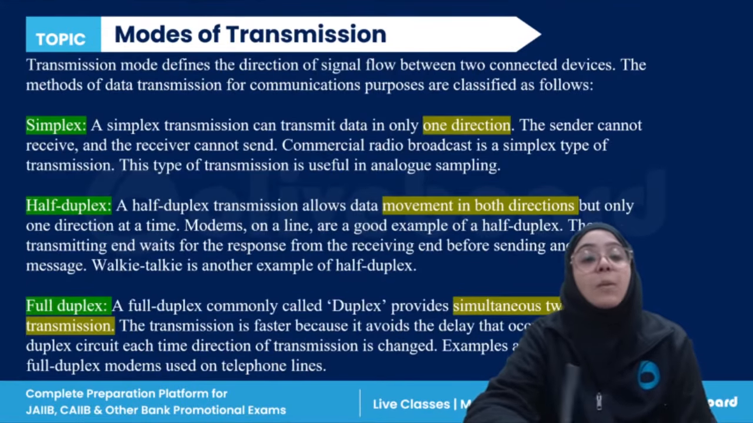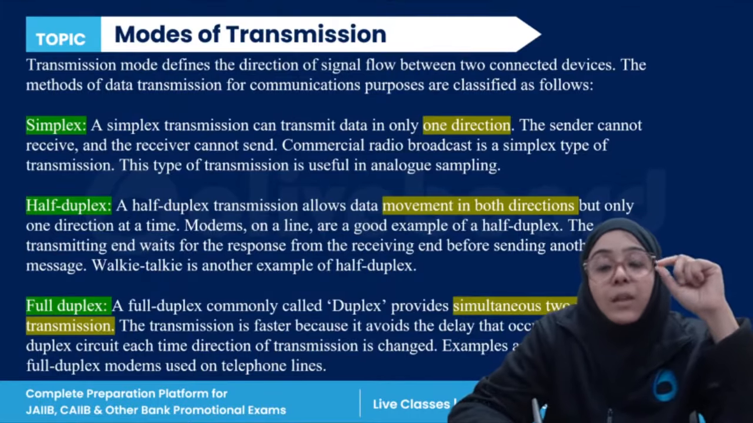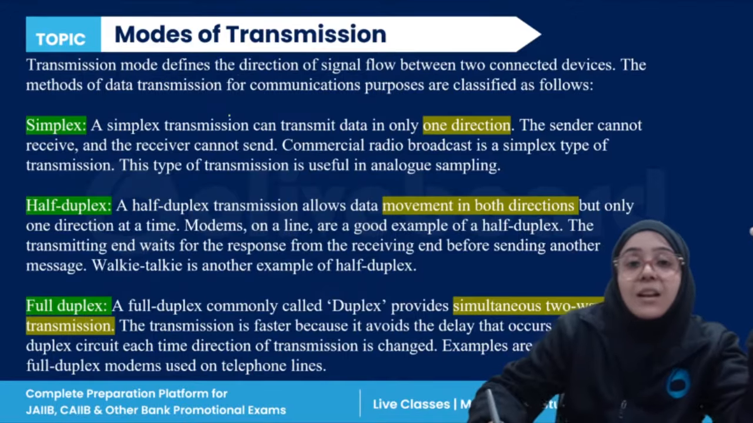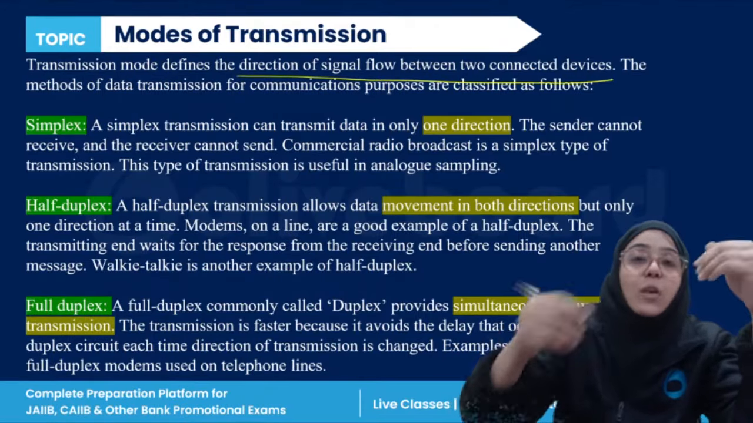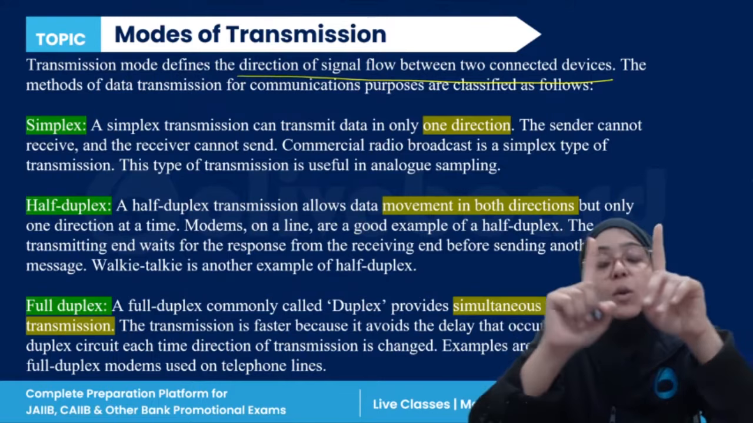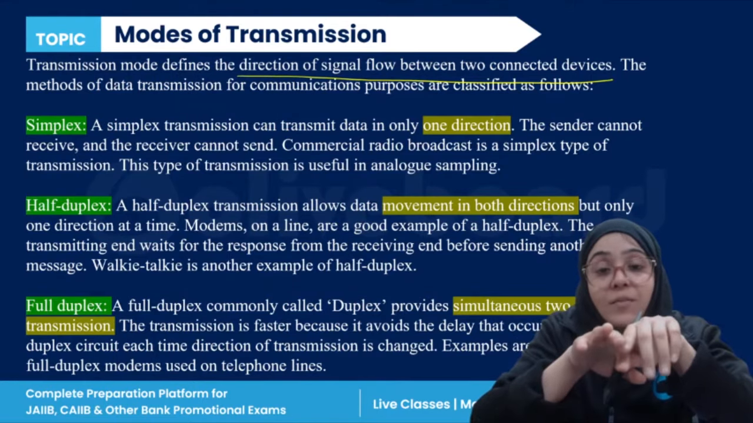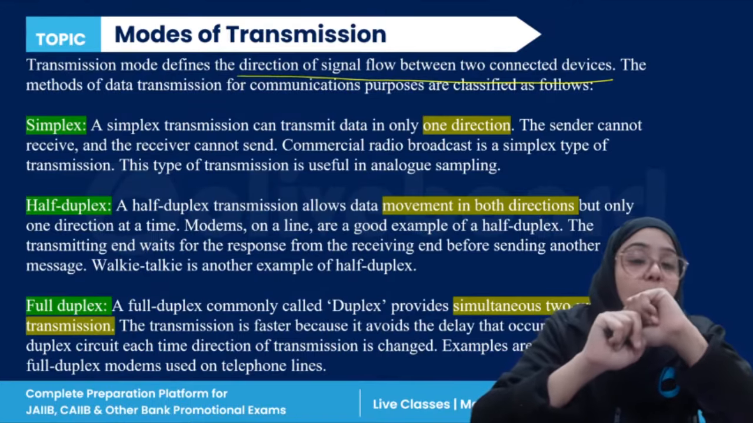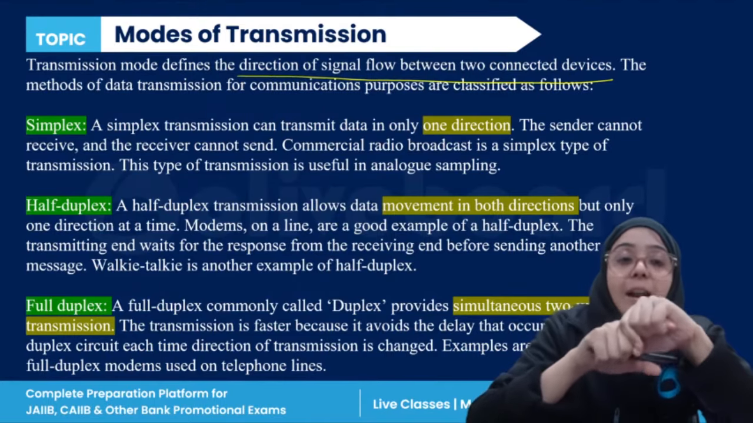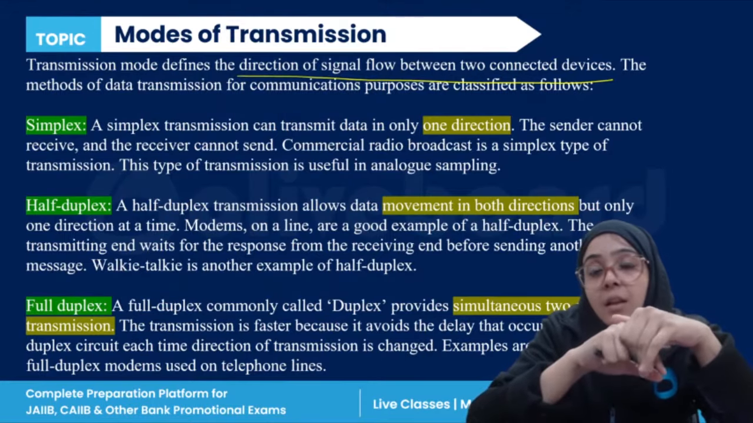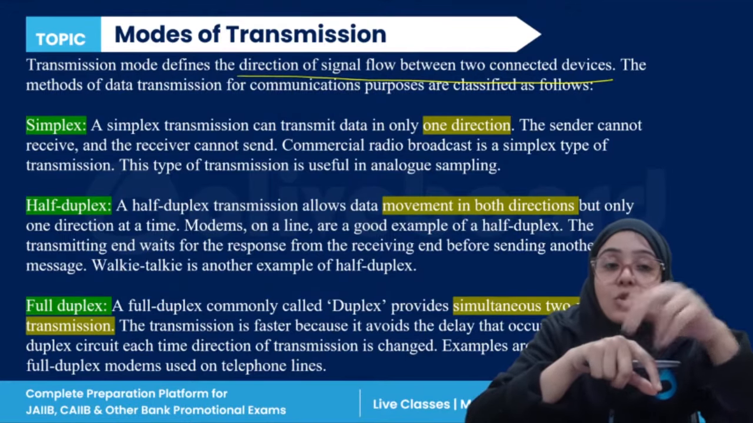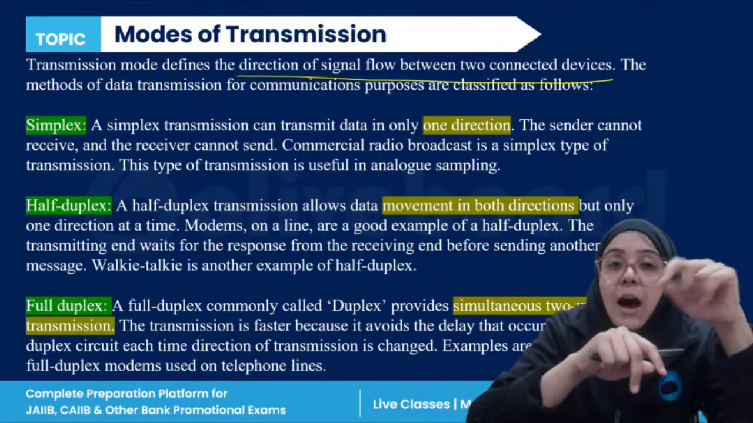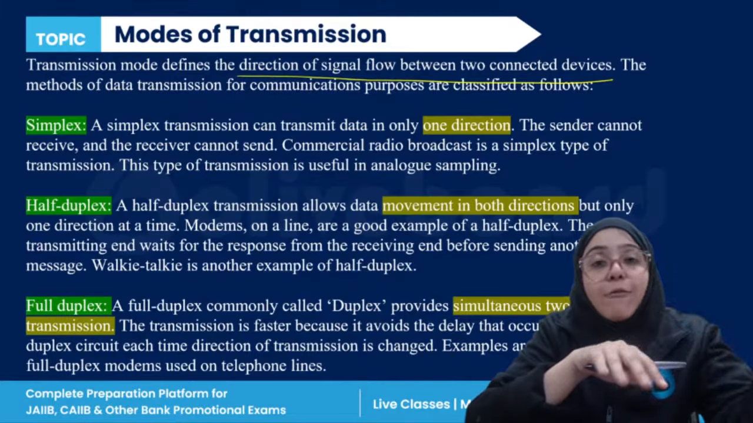Next, if we talk about the mode of transmission, transmission mode is defined as the direction of the signal flow between two connected devices. So if there are two connected devices, the direction of the signal flow is known as the transmission mode, and the transmission modes are classified into three parts. First is the simplex, then the half duplex, and then the full duplex.